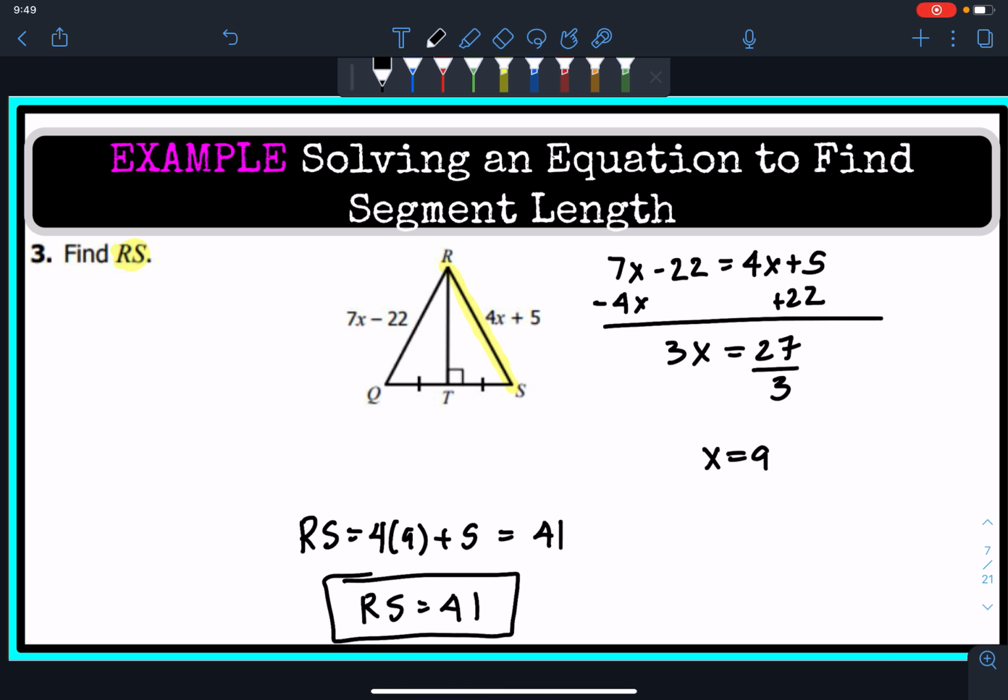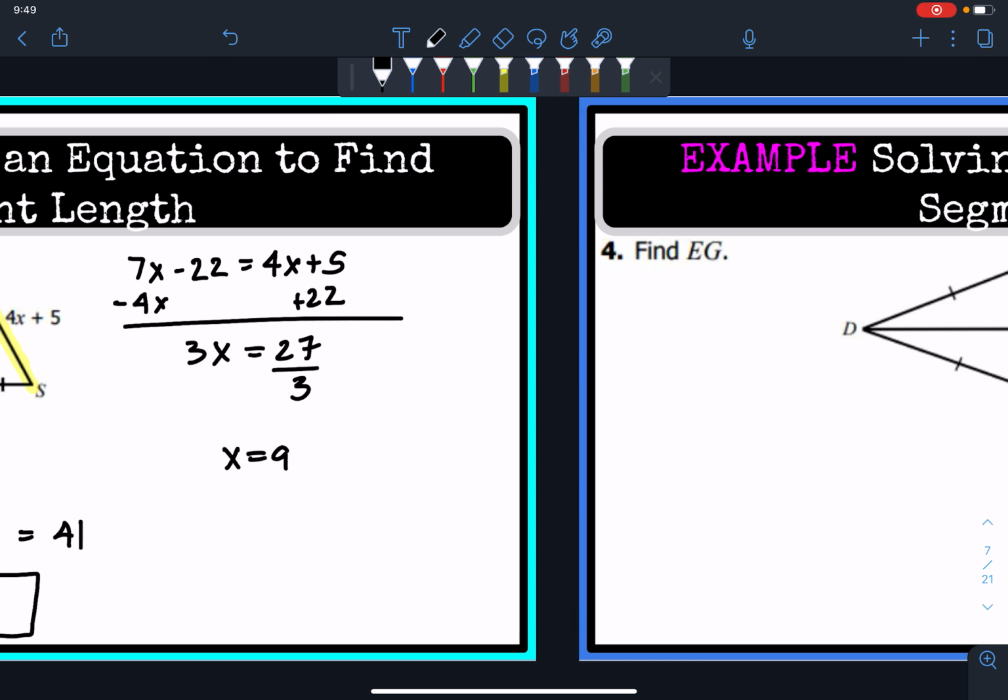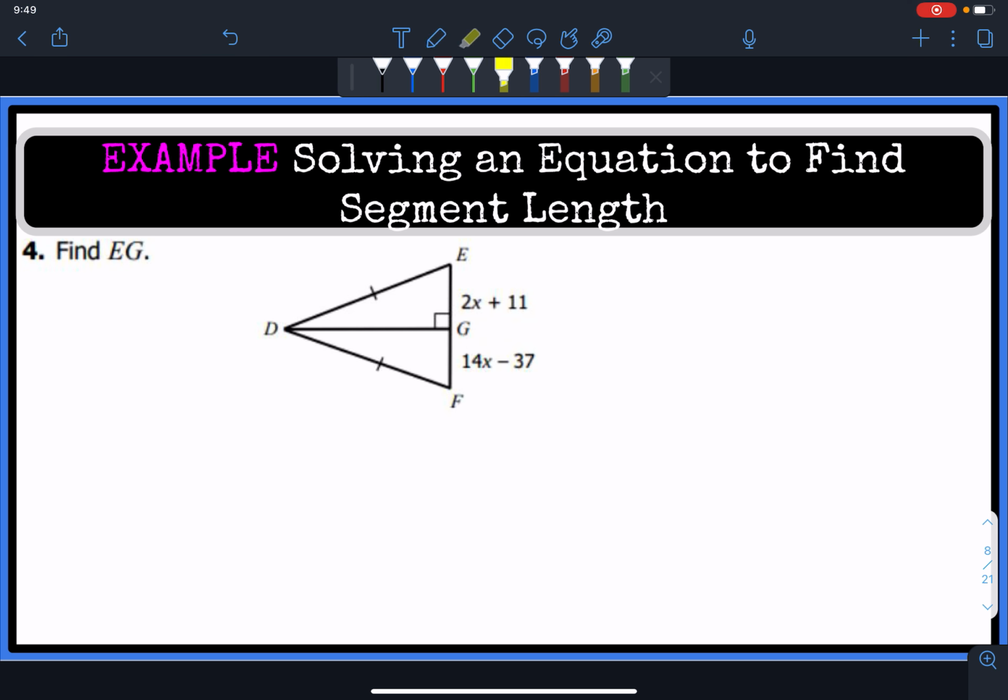So relatively easy to set up these equations, nothing hard about that. Here we want to figure out the measurement of EG. So E to G would just be that measurement here. We would have to replace the x again with a value to figure out the distance from E to G. Well, since these two are congruent and this is intersecting this base here at 90-degree angles, these two are going to be congruent.